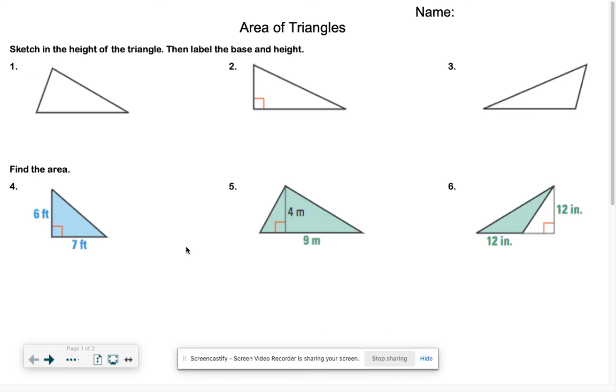Sketch in the height of the triangle, then label the base and height. Remember, we're going to make that right angle. So since this is an acute triangle, it's going to come down through the middle. And then you can draw on that right angle. And then this bottom guy would be your base, and that would be your height.